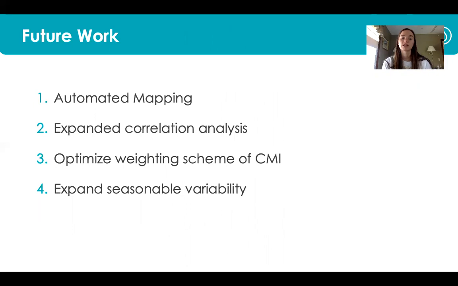Future work for our project would be automated mapping of the CMI to be used in the future, expanded correlation analysis to understand differences in CMI versus spring discharge across each HUC, and then optimizing the weighting scheme of the CMI, as well as expanding seasonal variability of our CMI, because right now most of our input variables were snow cover and it is mostly used in the winter.